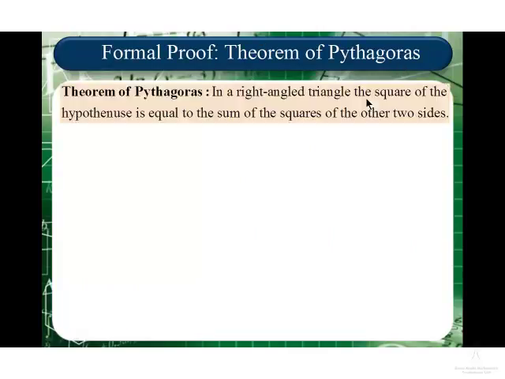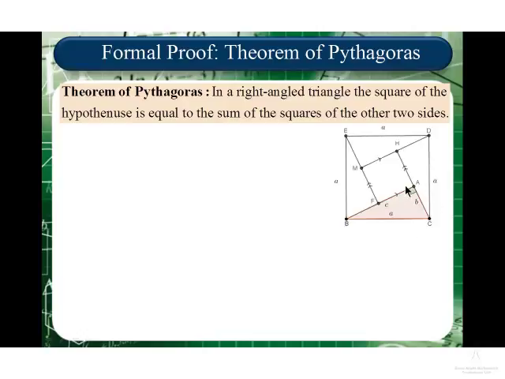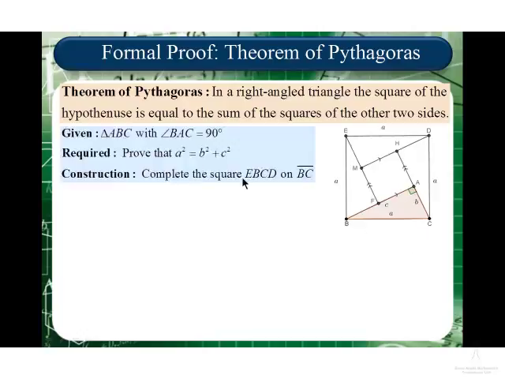We will now consider a formal proof of the theorem of Pythagoras by making use of congruency of triangles. Here we have a statement of the theorem of Pythagoras once again. In a right angled triangle, the square of the hypotenuse is equal to the sum of the squares of the other two sides, as we've seen it before. So here we have the triangle ABC, the right triangle ABC with the right angle at A. And for this particular case, we have to prove that a squared is equal to b squared plus c squared, where a, b and c are just the side lengths as we normally would denote it for such a given triangle ABC.